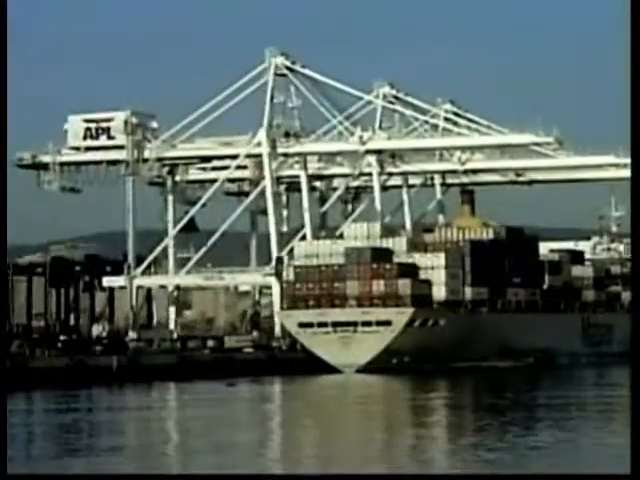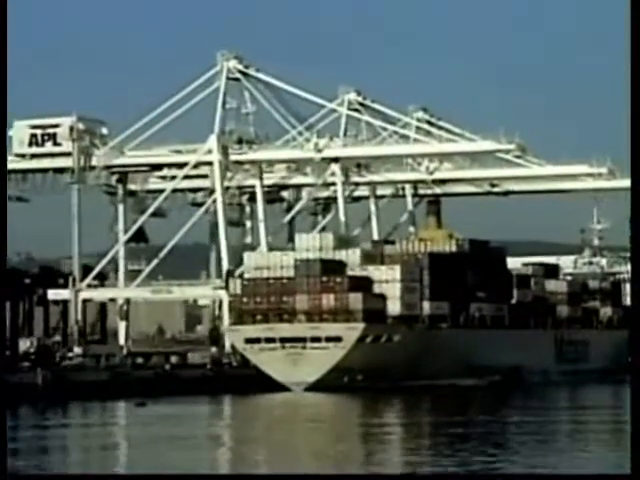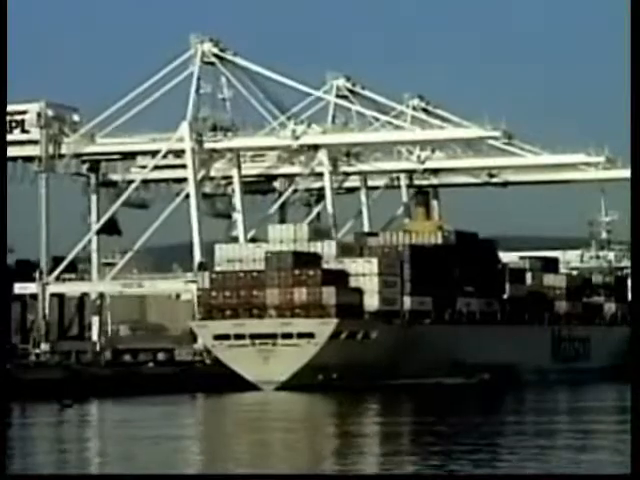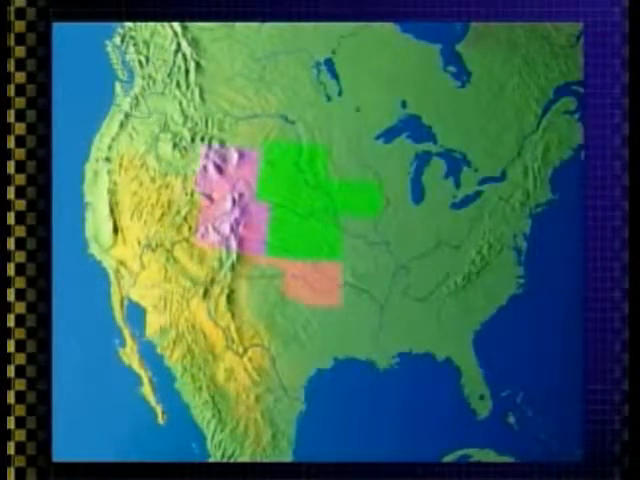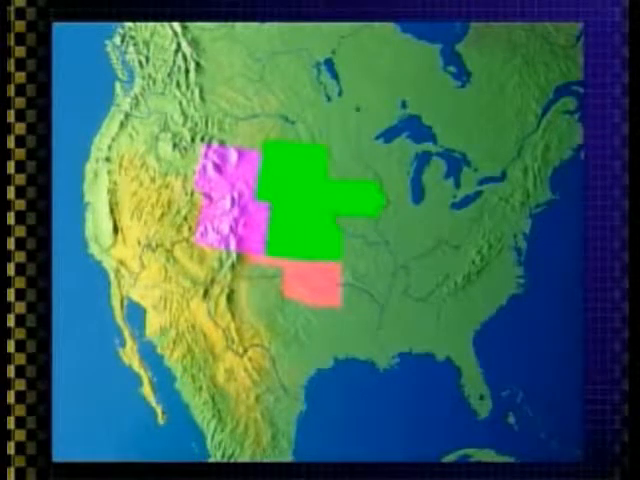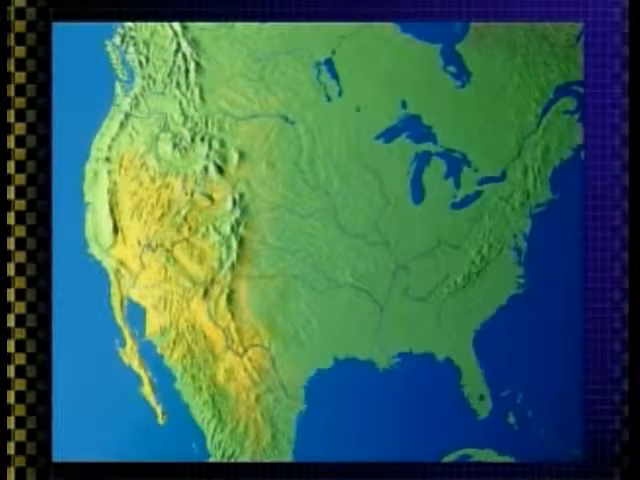It is easier to trade goods with places that are near major waterways or with places that are near railroads. That is why many of our biggest cities are located near oceans, and why states in the middle of the U.S. have a harder time trading goods with other countries.